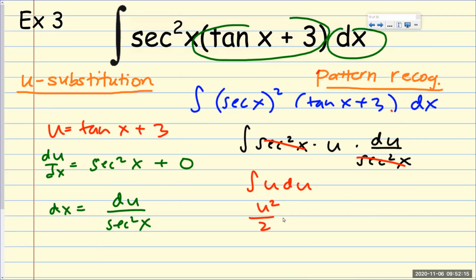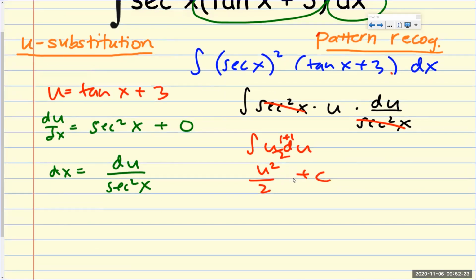This is u squared over 2, right? 1 plus 1 divided by 2, plus Charlie, okay? And that is my answer. Again, it is just the wrong answer. It's a great answer. It's just the wrong answer because your original problem never had a u. So you need to go back, put your u in, and that is your answer.